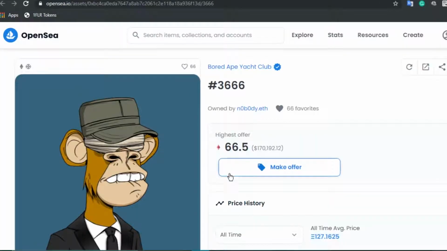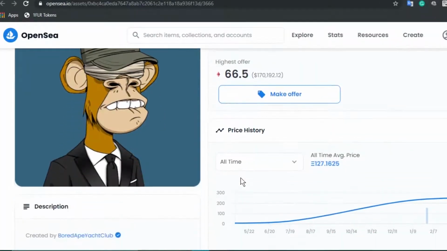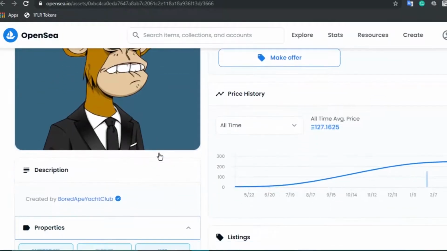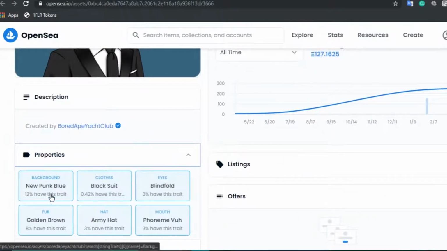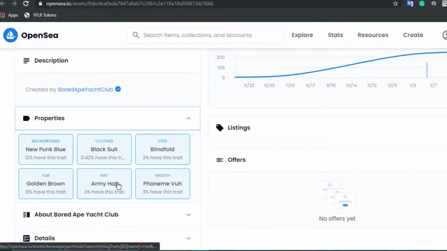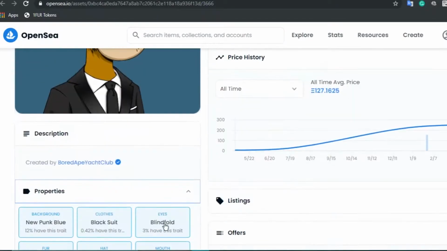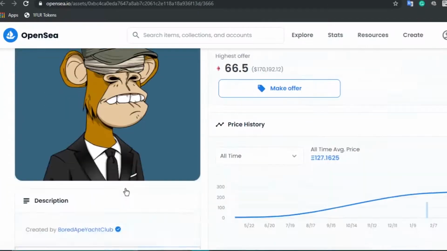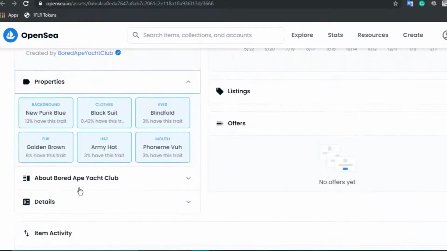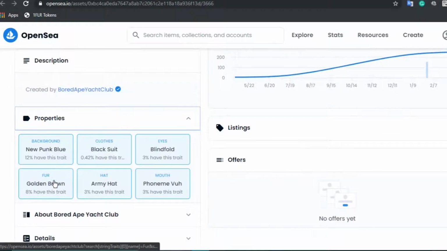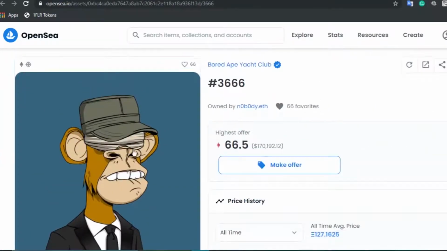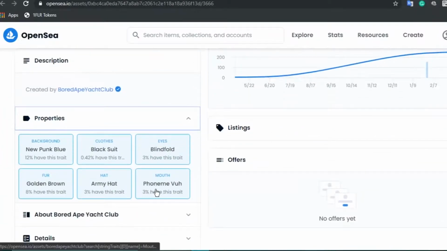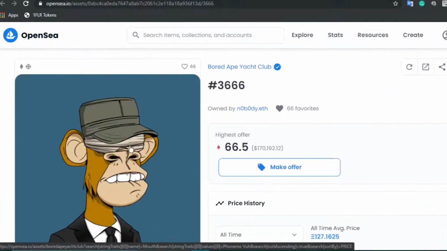So let's head over to check the features of this NFT. It has a new punk blue background right here, and it's wearing a black suit and a blindfold over the eyes, no glasses or anything, and it also has golden brown fur. The skin right here is golden brown, and then it has an army hat right here, and the mouth is called Phnom Vore.